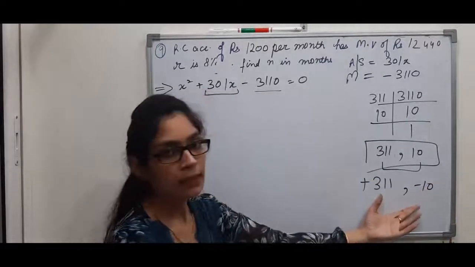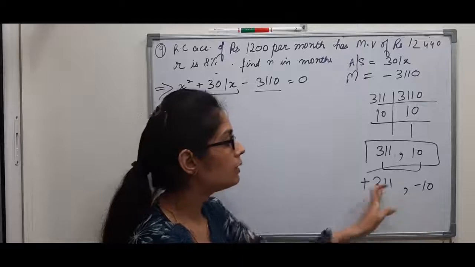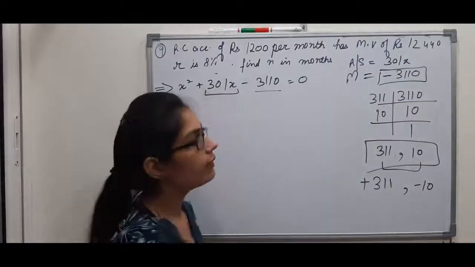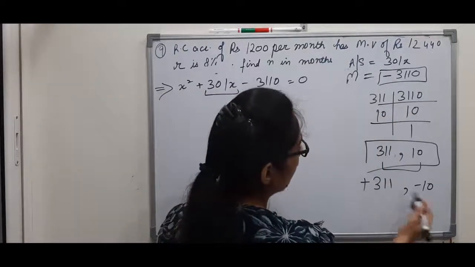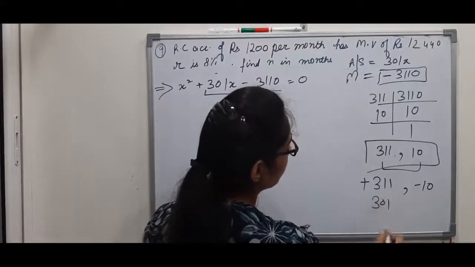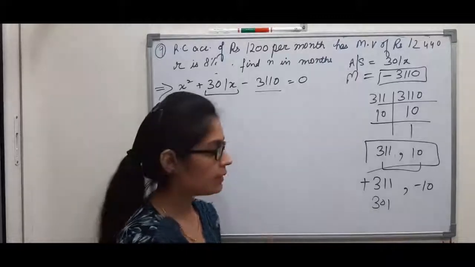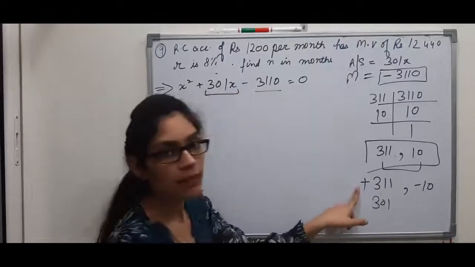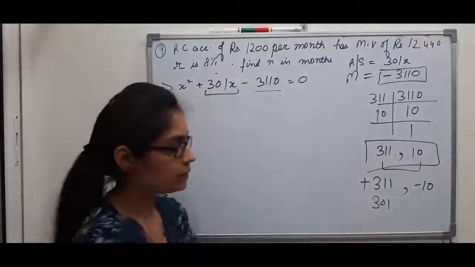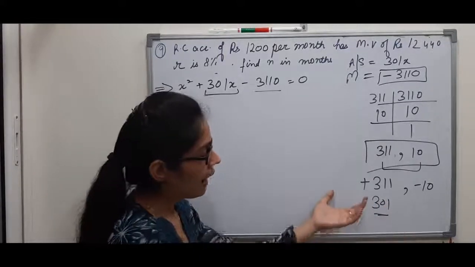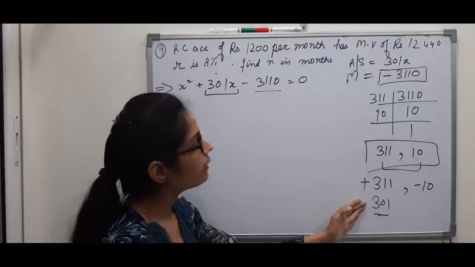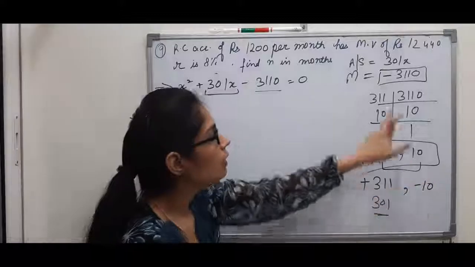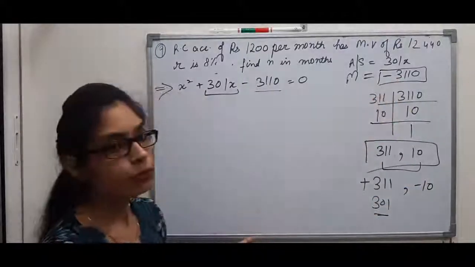If I multiply these two numbers, on multiplying I will get minus 3110, but on adding these numbers, I will get 301, because plus and minus gives minus, and the sign of the bigger number is taken. The bigger number has a plus sign, the smaller number has a minus sign. So on adding I get 301, which was required, and on multiplication I get this. That's why I have chosen these two numbers.